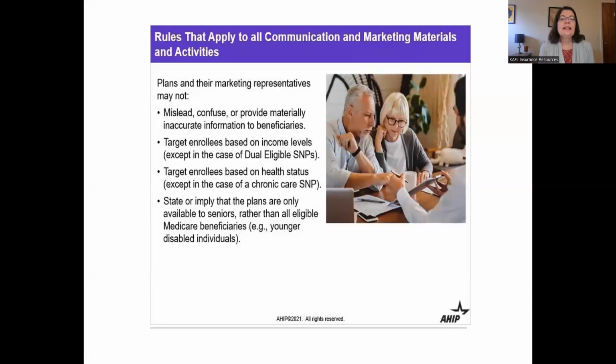So rules that apply to these materials and activities. Kind of obvious. You can't mislead, confuse, or provide materially inaccurate info to beneficiaries. Again, they look at it as a protected class. You can't target people based on low income unless we're looking at people that are dually eligible, which is eligible for Medicare and Medicaid. You can't target people based on health status unless it's a chronic care or special needs plan. Or you can't say or imply that the plans are only available to seniors, because remember, younger people that have been on Social Security disability, for example, are eligible for Medicare, or specific people that have specific diseases that we talked about previously.